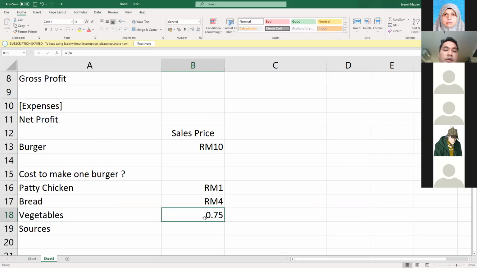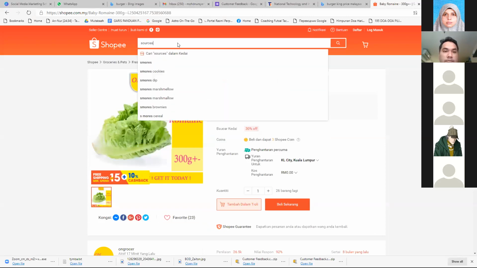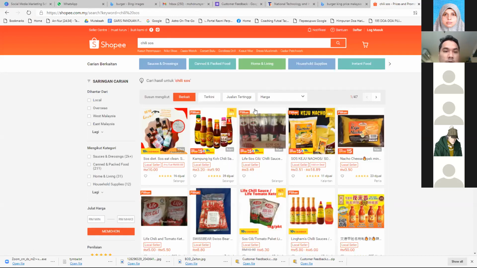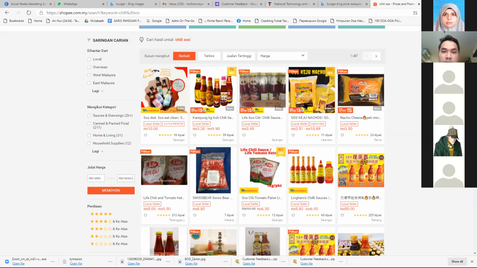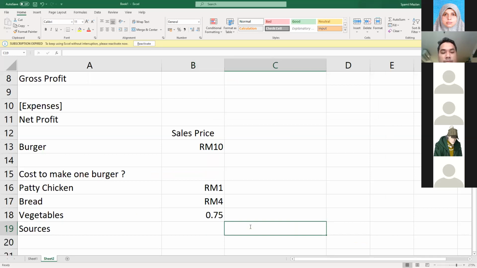Okay, the price is 0.75, let's say for the sauce. Wow, chili sauce, so yummy. Okay, for example, you use a live chili sauce for 340 gram. So how much do you want to use? Maybe you want to use 100 gram. We have 340 gram, but when you make a burger, you're just using 10 gram, right?